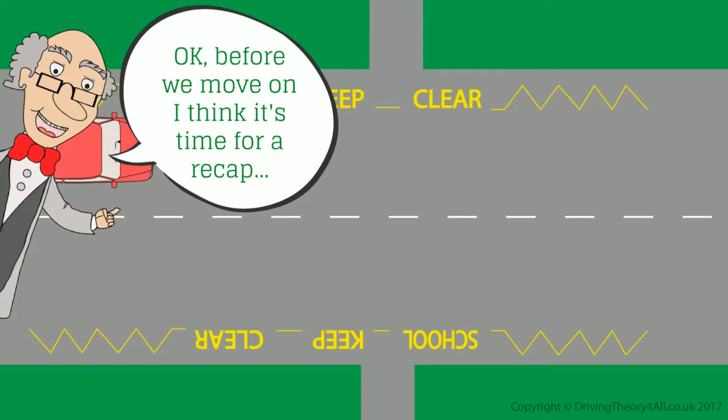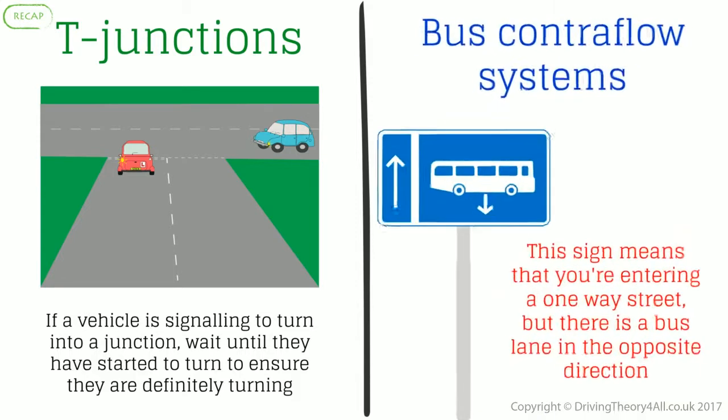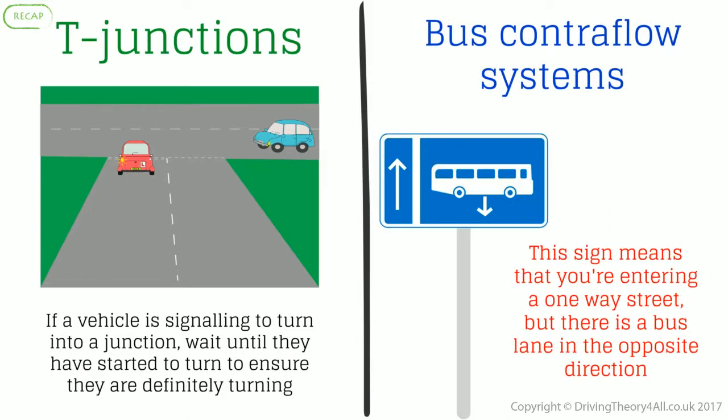Before we move on, I think it's time for a recap. T-junctions. If a vehicle is signalling to turn into a junction, wait until they have started to turn to ensure they are definitely turning. Bus contraflow systems. This sign means that you're entering a one-way street, but there is a bus lane in the opposite direction.